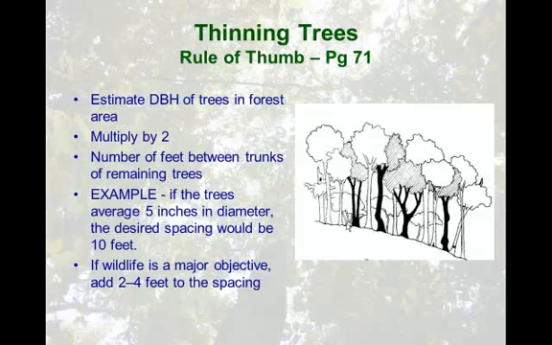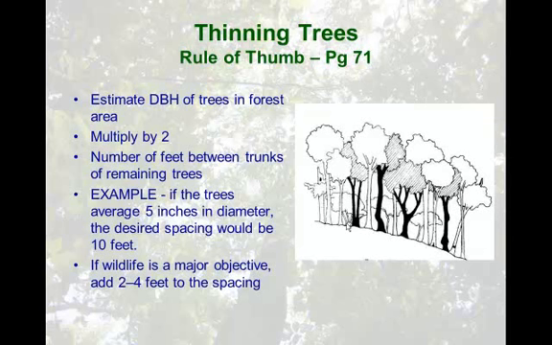So you're kind of looking at the forest in general for those larger trees. And you kind of estimate the average diameter of those trees out there. So you got some like this, and you got some like that, and you multiply that times 2, all right? And that's the number of feet between the trunks of the remaining trees that should be in general. So let's say that this is a younger forest, and the trees are averaging around 5 inches, so these are smaller trees, right? Then the desired spacing would be about 10 feet apart.